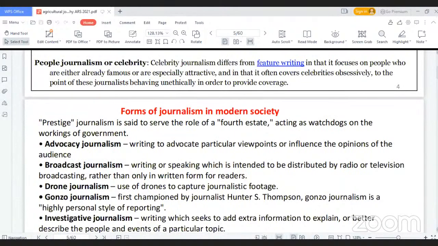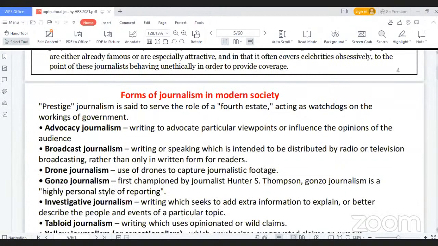In democracy, journalism is known as the fourth pillar. It is most important in a democratic society or democratic country. There are other types of journalism, like advocacy journalism, writing to advocate particular viewpoints; broadcast journalism, as I told you, maybe TV or radio journalism; and drone journalism, the use of drones to capture journalistic photos.